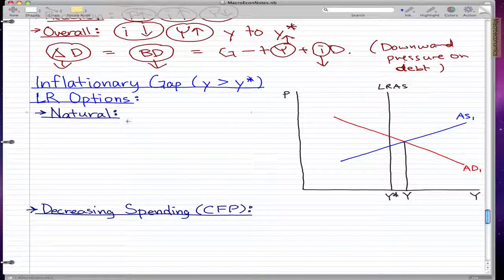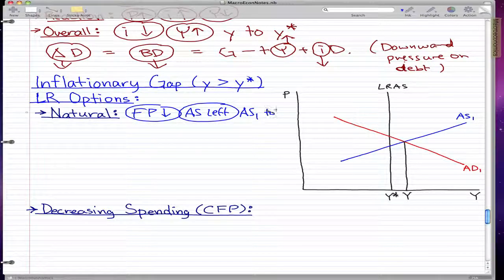So this video focuses on inflationary gap, and without wasting any more time, we're just going to start off with the long run option, specifically the natural option of fixing an inflationary gap, which is by doing nothing. And when this happens, our factor prices fall. That leads our AS to move left. That means AS1 goes to AS2. And reflected in our graph pretty much looks like this, but the line would be straight in my case.